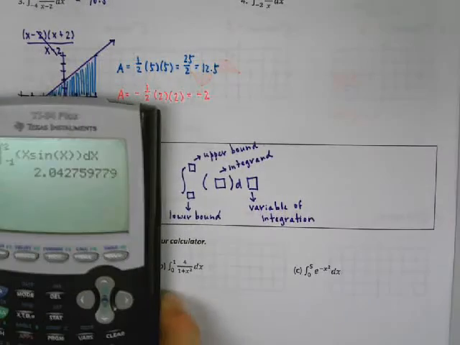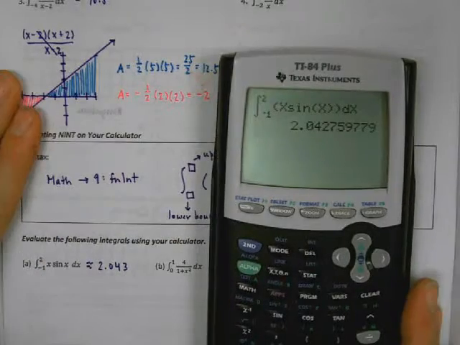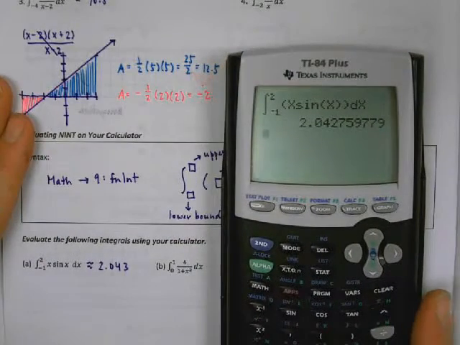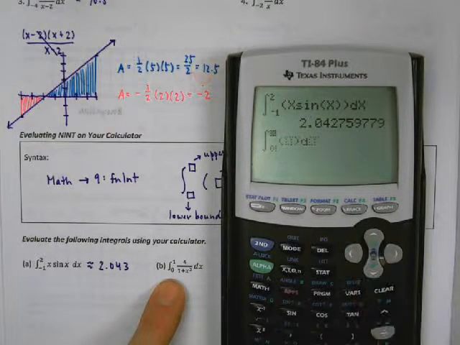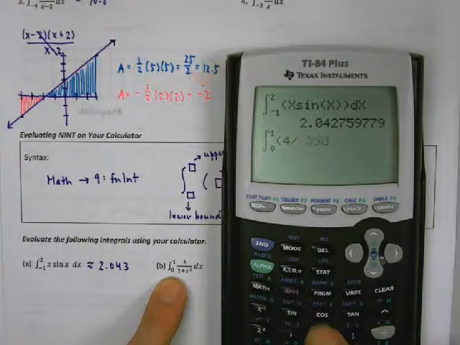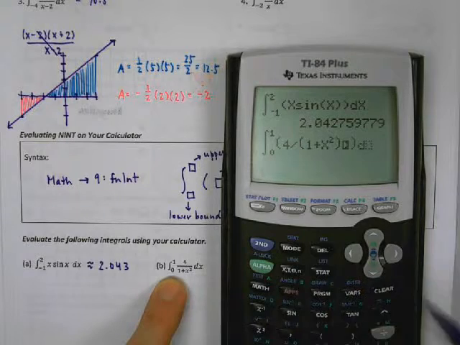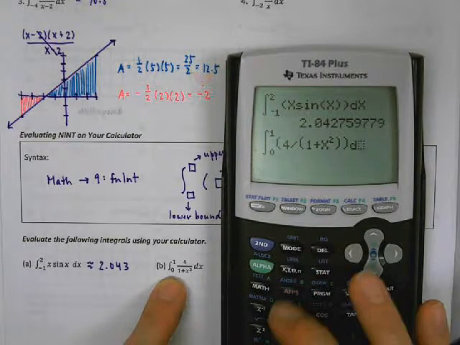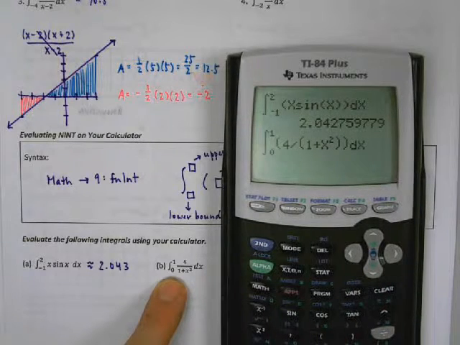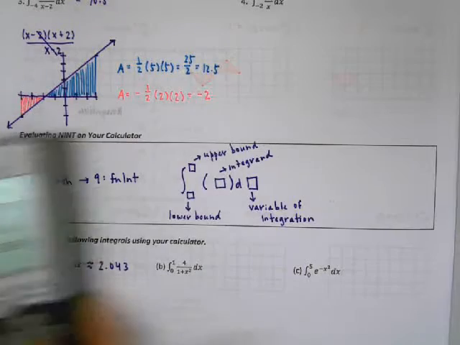Okay, and again, just to make sure we're all using the program correctly, we're going to do a couple more. This next one, we're going to have to be careful about how we use parentheses. So again, we're going to do math 9. I have from 0 to 1. And now I'm going to have to be careful. I have 4 divided by the quantity 1 plus x squared. So I'm going to make sure that 1 plus x squared is in parentheses. And again, my variable of integration is x. So I get approximately 3.142.